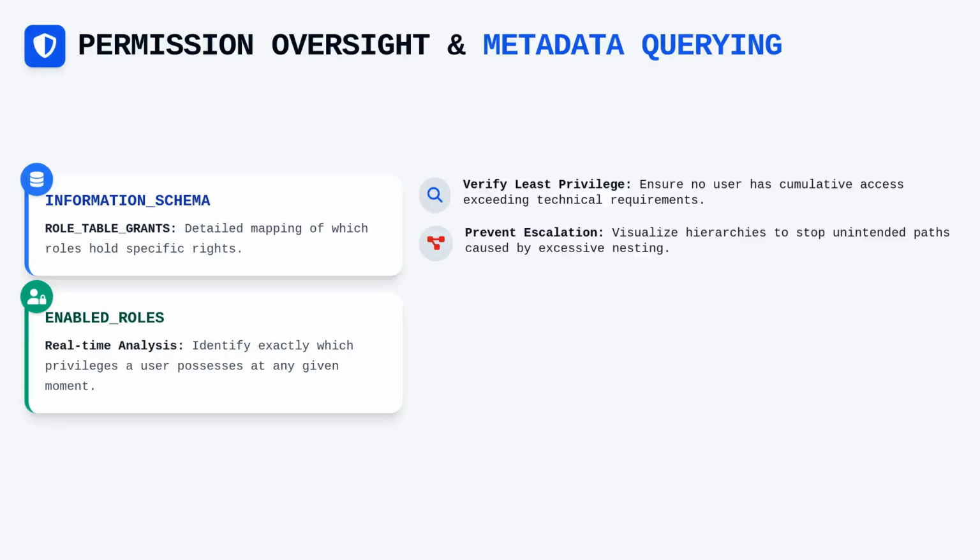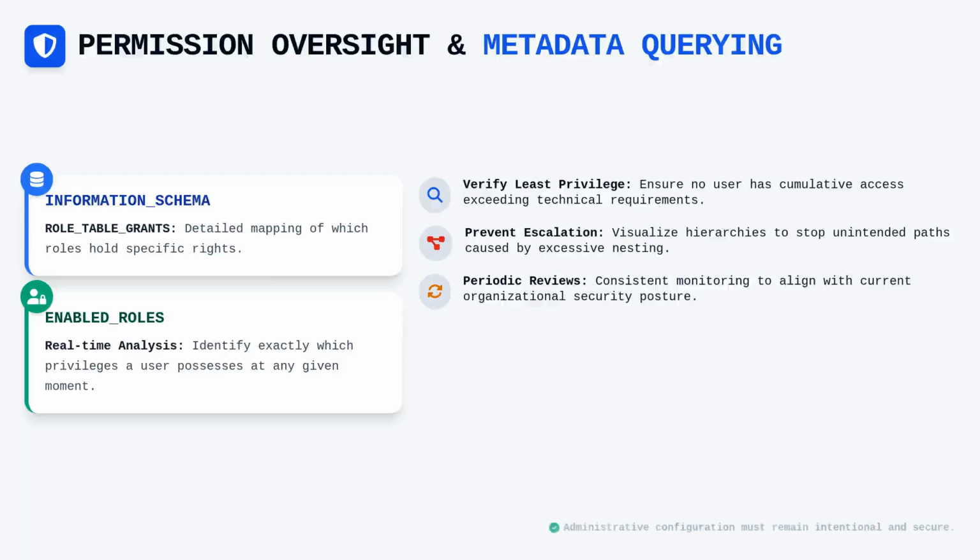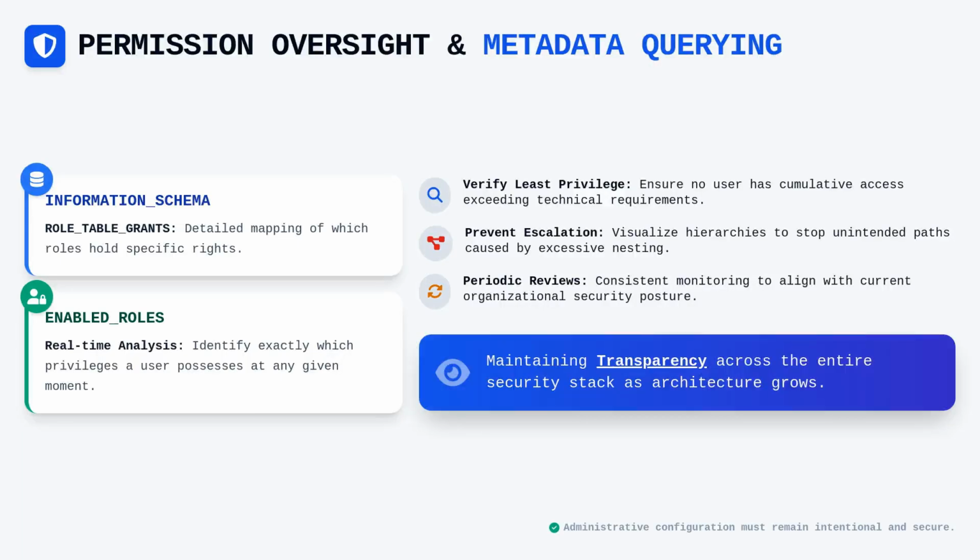Visualizing these hierarchies is essential because excessive nesting can lead to unintended privilege escalation paths that are difficult to debug. We should periodically perform a review of these assignments to ensure that they reflect the current security posture of our organization. Consistent monitoring of these metadata tables is the only way to guarantee that our administrative configuration remains intentional and secure. As our database architecture grows, leveraging these systematic views becomes the standard way to maintain transparency across the entire security stack and ensure our access policies are working as intended.